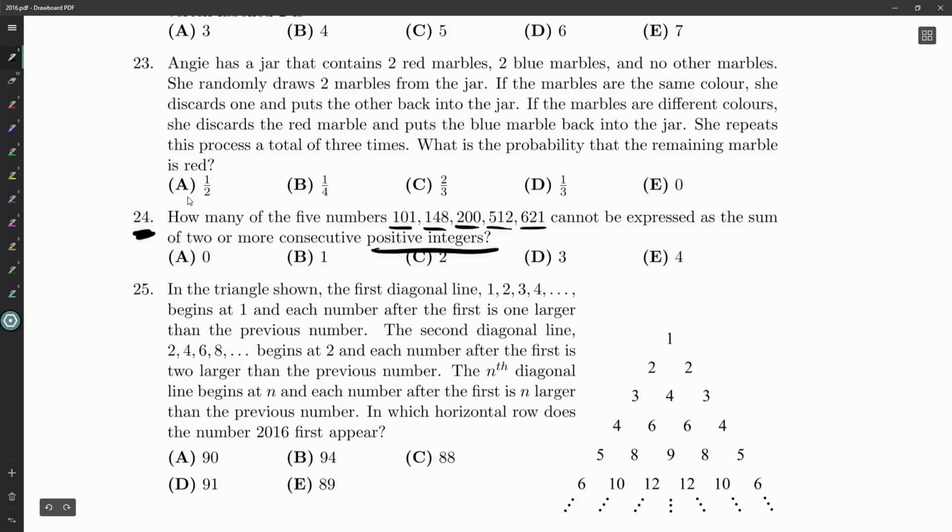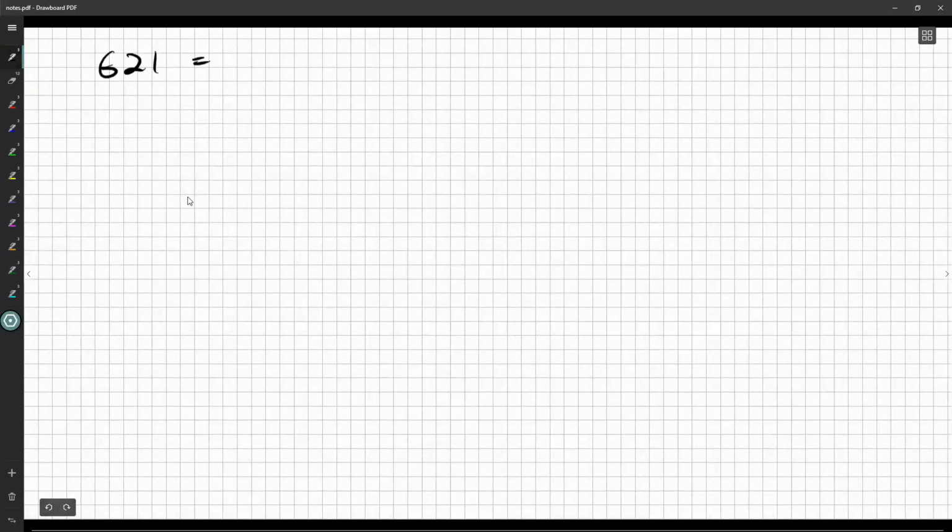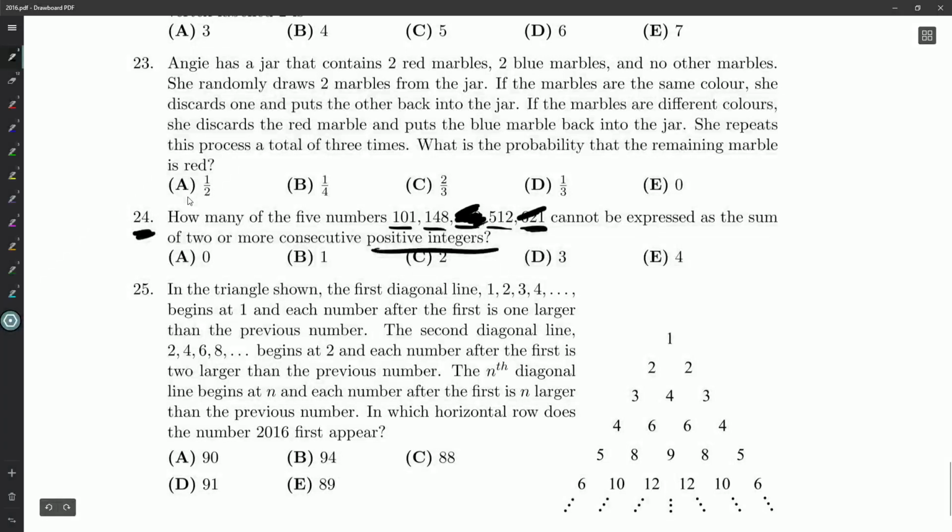Cannot. Okay. 621 is odd. It's a multiple of 3. So 621 is 3 times 207. So 621 should be 206 plus 207 plus 208. 6, 7, and 8 is 21, and 3 200s is 600. So yeah, that works out. I suppose we can keep track here. So 200's dealt with, 621 too. Now 512 has no odd factors. It's 2 to the power 9.